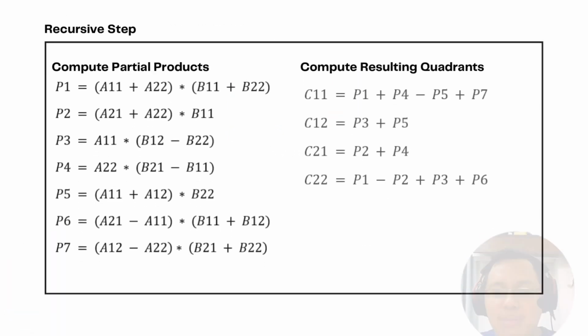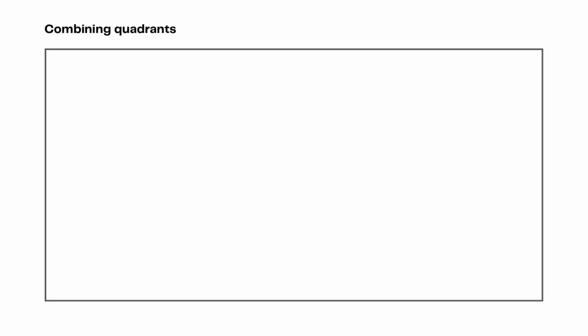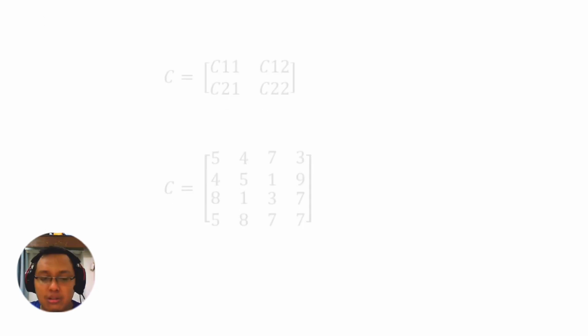The next step is we have to do a recursive step. From the sub-matrices, we can compute the partial products, resulting in the quadrants, and these quadrants can later be combined and become the solution of the matrix multiplication. From the resulting quadrants, we combine them to become the solution of the matrix multiplication.